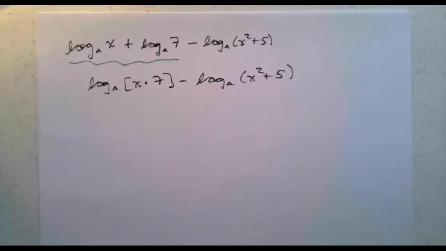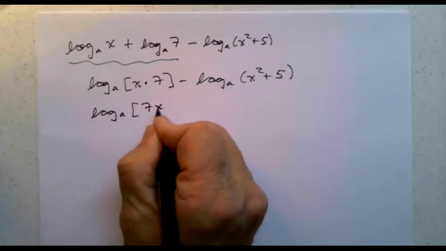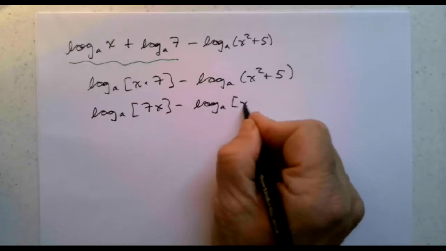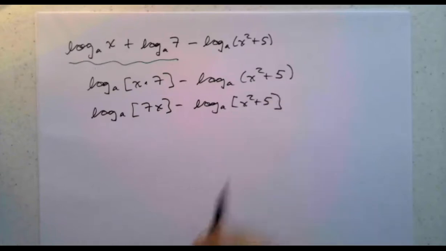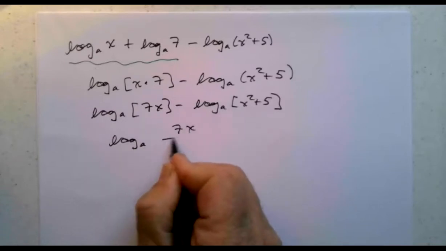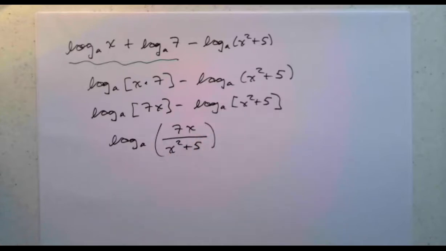X times 7 seems a little strange, so let's rewrite that as log base A of 7x minus log base A of x squared plus 5. Now what? Now the difference of the logs is the log of the quotient. So we'll rewrite this then as log base A of 7x over x squared plus 5. That's how we can get this as a single logarithm equivalent to what that original statement was.